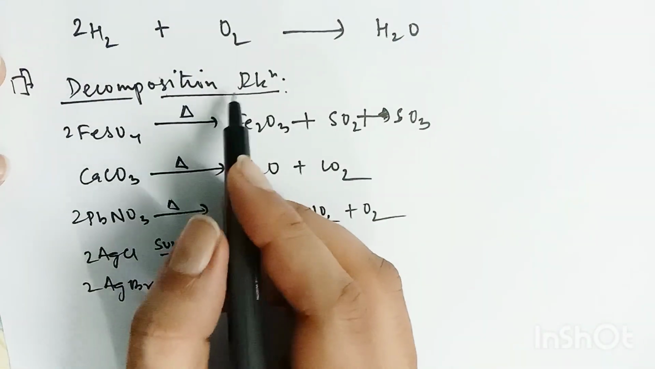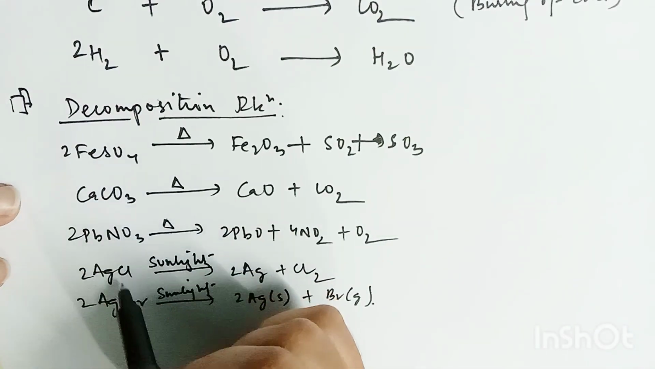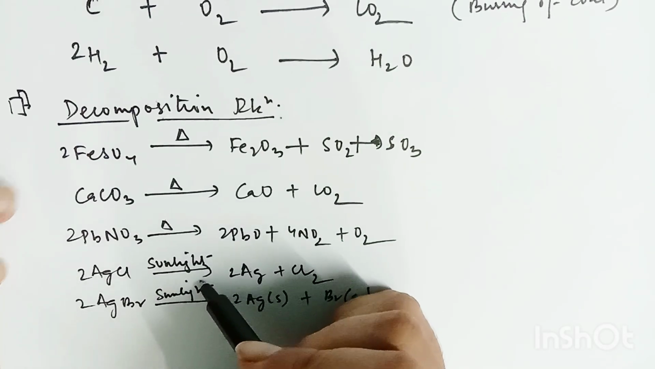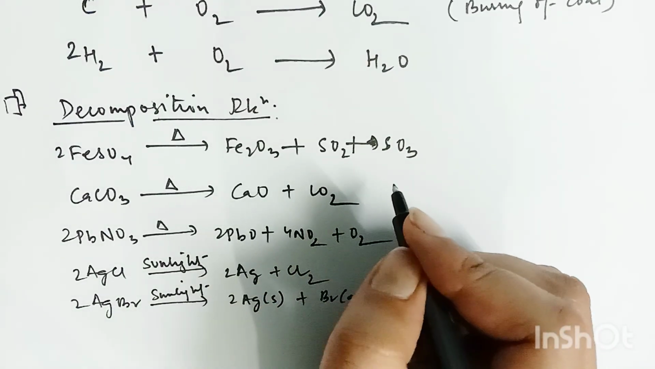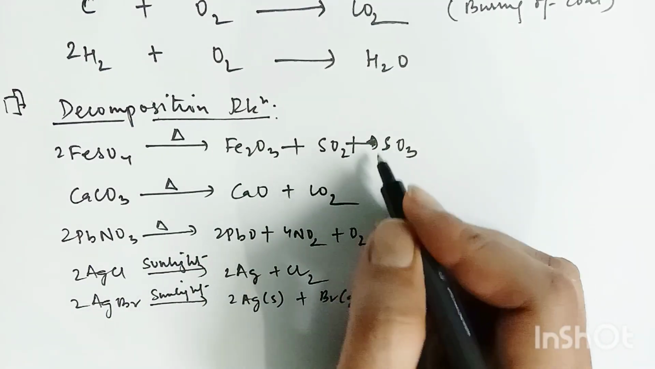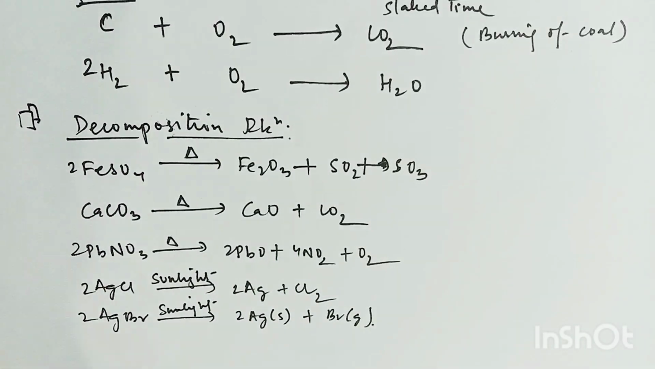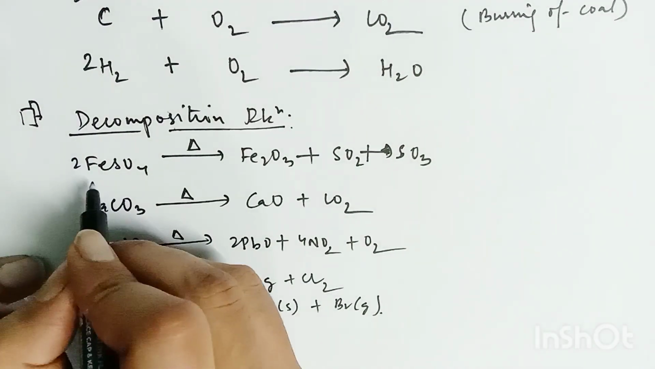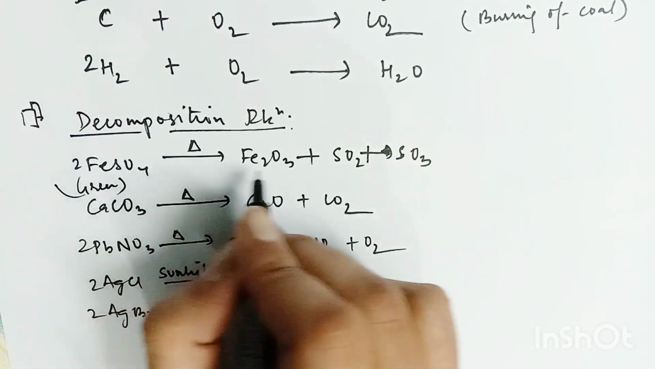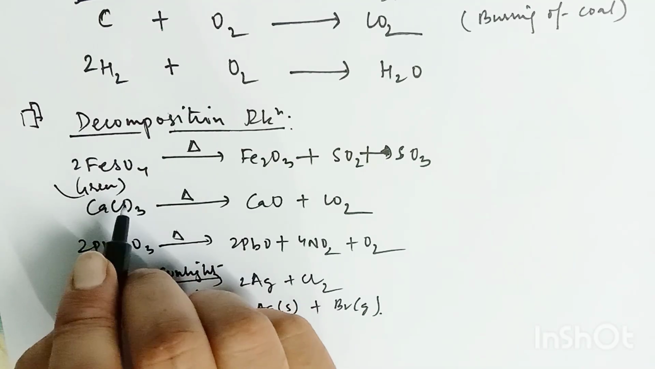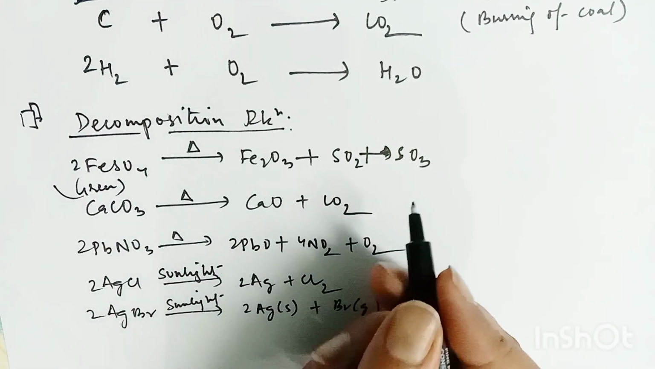Next is decomposition reaction. It is the opposite of combination reaction. Here one reactant, when heated or given some other stimuli like sunlight, forms two or more products. Here are some examples. You can note it down. Here you can remember that ferrous sulfate is of green color. When heated there are some other products, so the green color disappears, and you can get some characteristic smell as well.